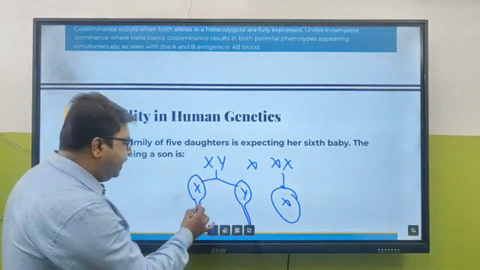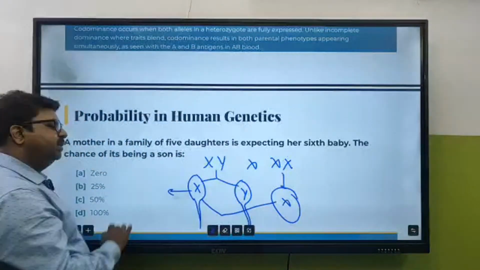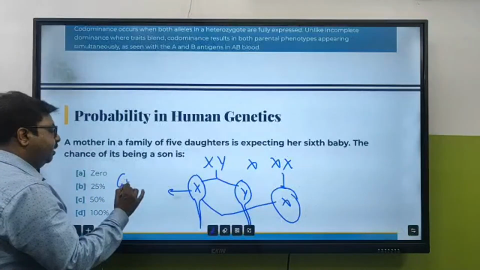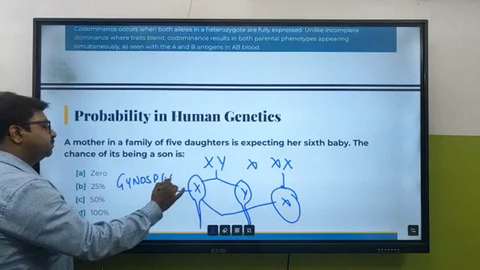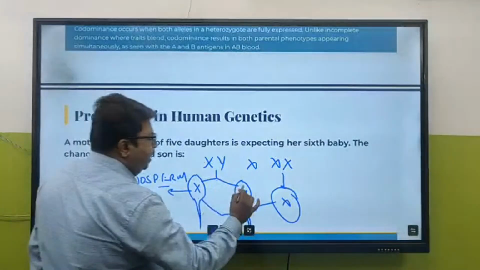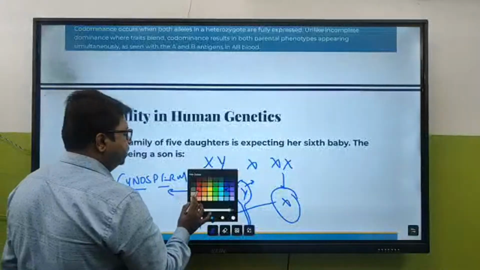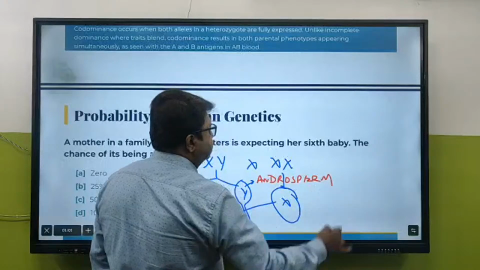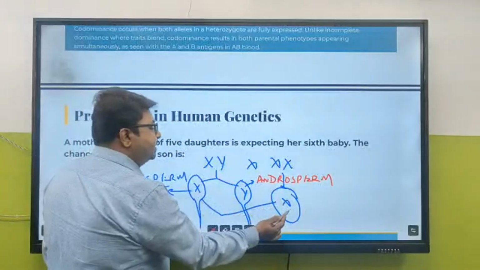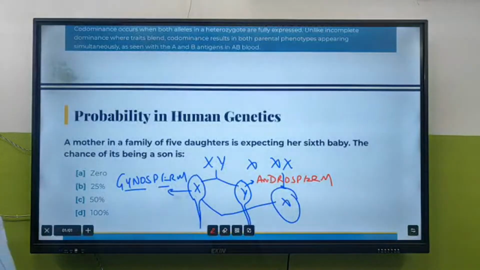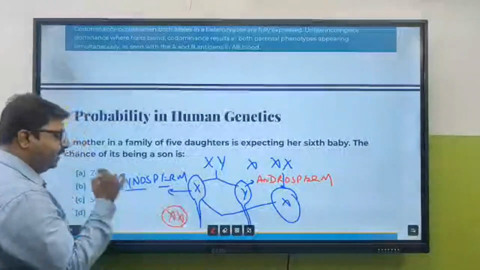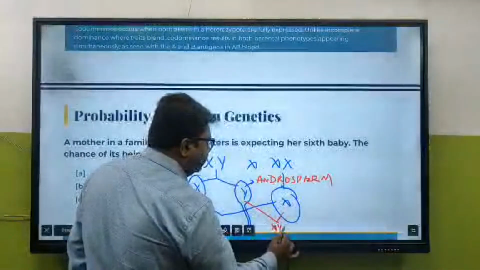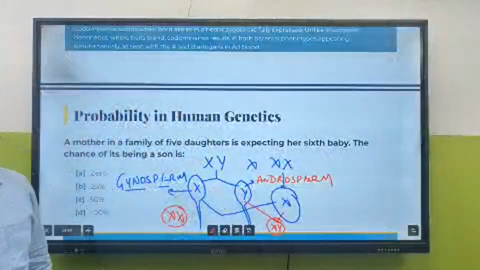What is the sperm called that comes to the mother? The sperm containing the X chromosome is called gynosperm. The sperm containing the Y chromosome is called androsperm. If gynosperm fertilizes this ovum, what will it be? XX, so they're going to have a daughter. If androsperm fertilizes this ovum, they're going to have XY, a son. So what is the chance of getting a son? 50%.